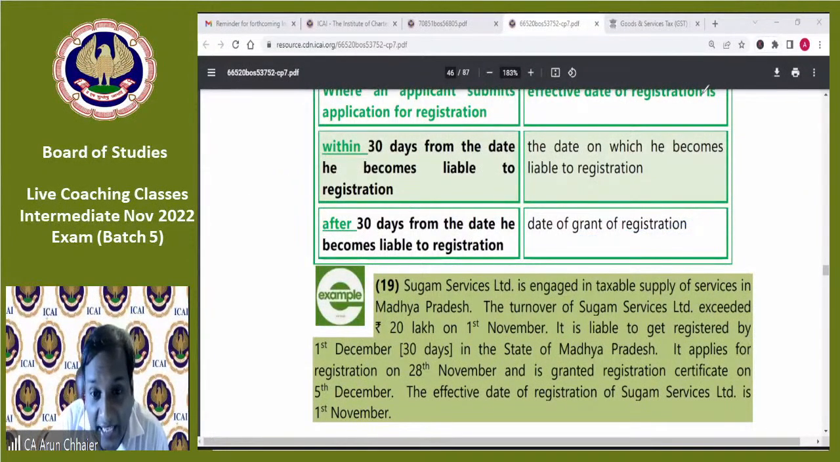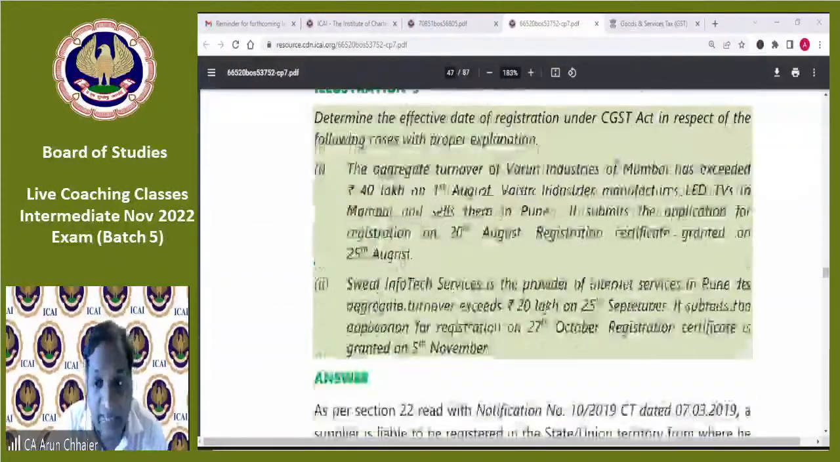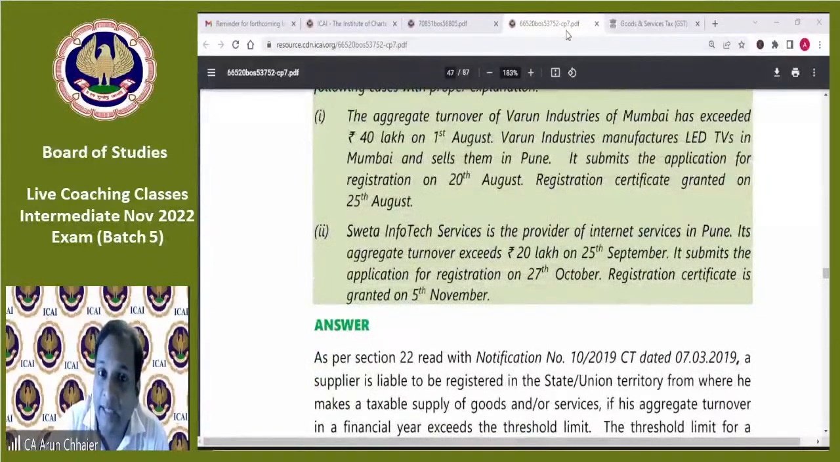He is not relaxed from date of the liability. He is not relaxed from paying the taxes along with interest. He has to, in both the cases, that assuming that 1st August is the date of liability, and not assuming, it is clearly written 1st August and here 25th September. They have to pay the taxes.